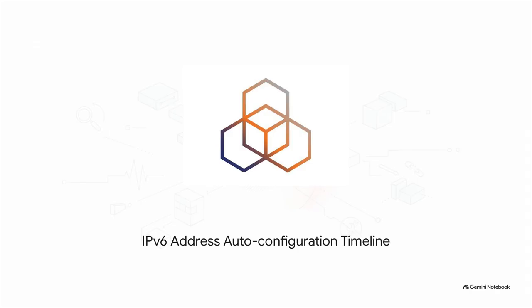Then it performs duplicate address detection, sends a router solicitation, receives a router advertisement, and only then does it actually establish its global unicast address. If any single step in this timeline fails, your connectivity fails.